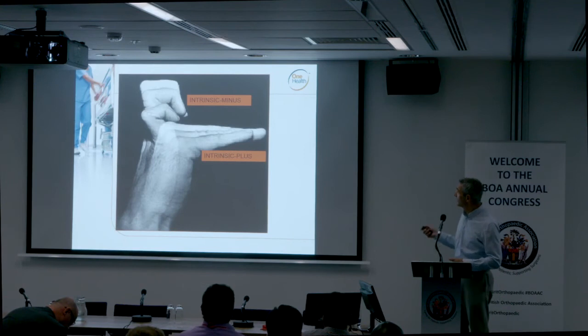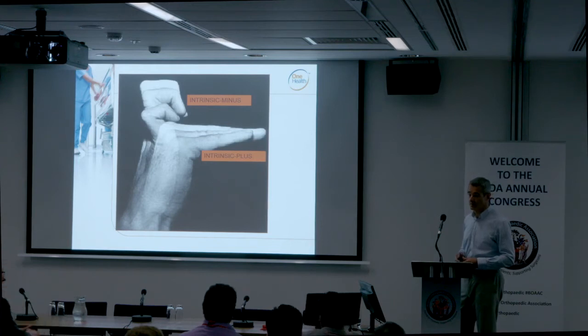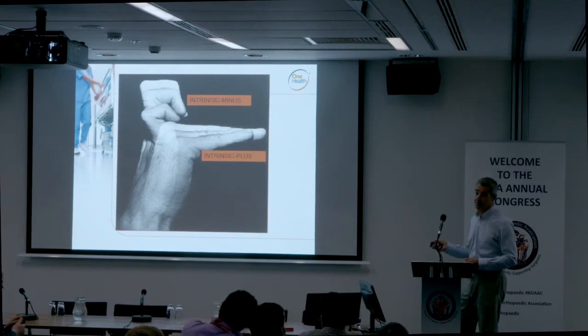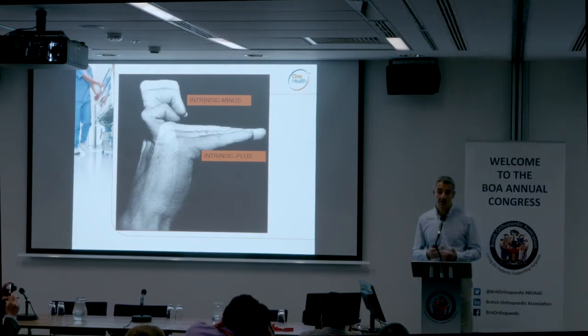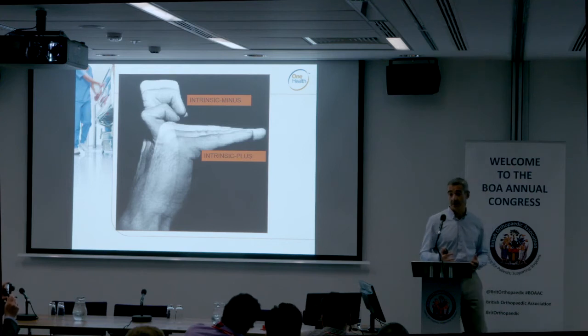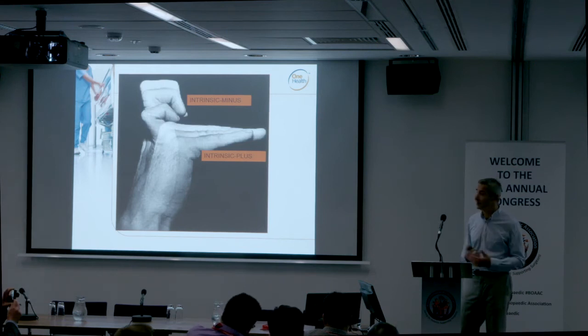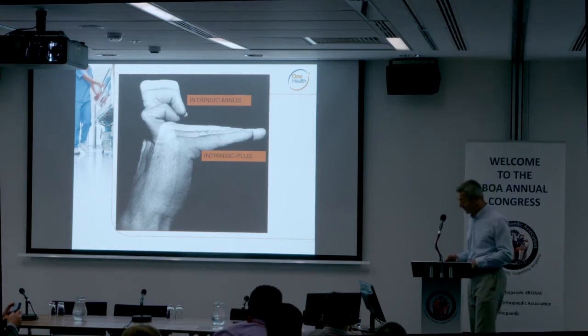So that was the sort of intrinsic minus, loss of the interossei. The other pattern, the opposite pattern that we can get in the hand is intrinsic plus, where the interossei muscles are tight, contracted, possibly because of an inflammatory process like rheumatoid, an acute injury in the past which led to a lot of ischemia, edema, or it could be neurological.